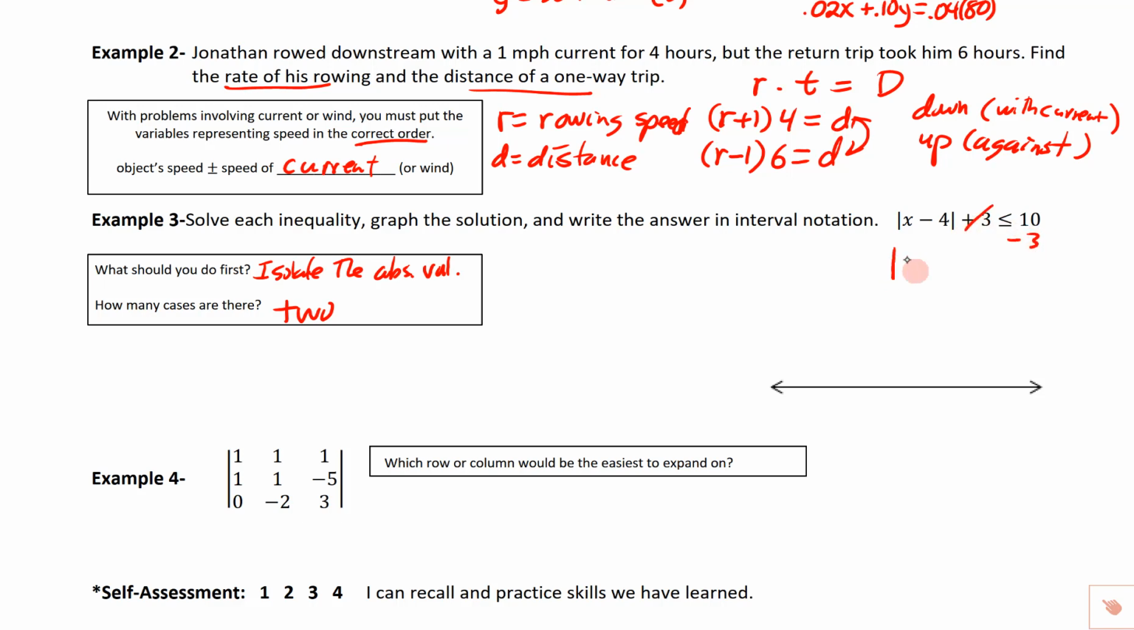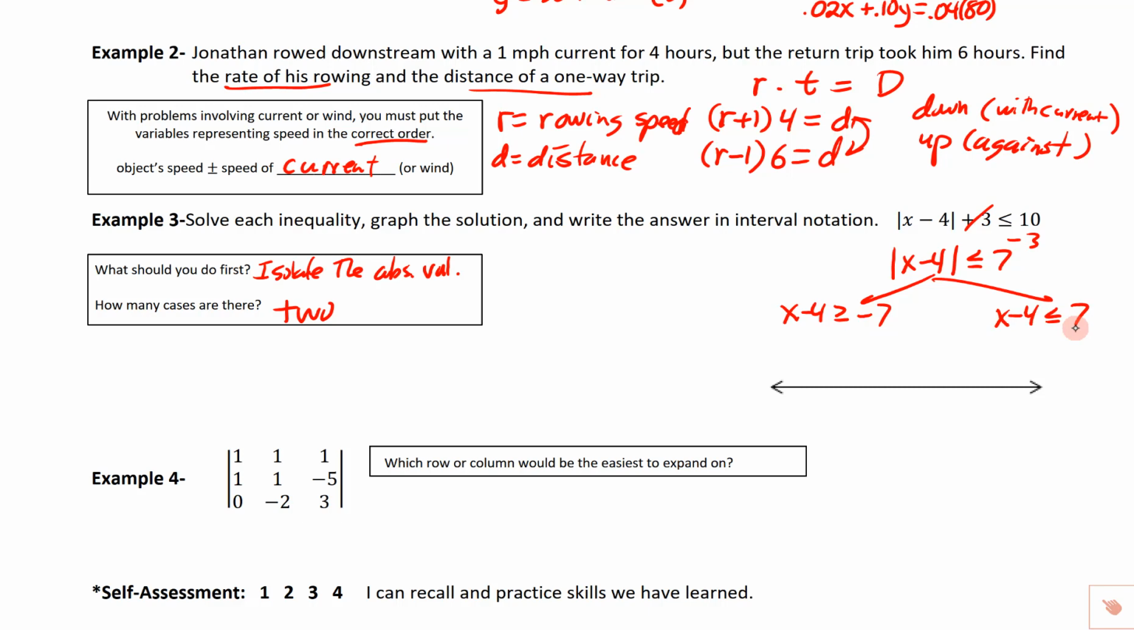Subtracting doesn't change the direction of the inequality, so we have x minus 4 in absolute value, and then this is going to be less than or equal to 7. And then we're going to break this into 2 cases. So this is going to be x minus 4, and we're going to put a negative 7 here. Remember, when we introduce a negative, we're introducing an opposite. So we change this to the opposite direction right here. And then x minus 4 less than or equal to 7.